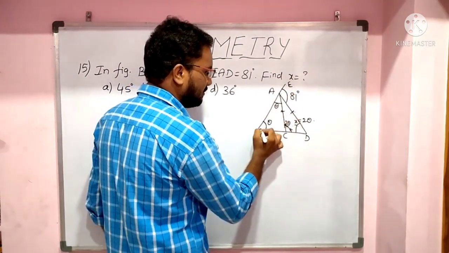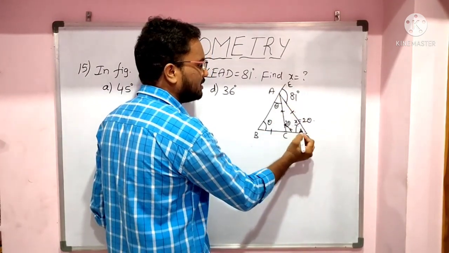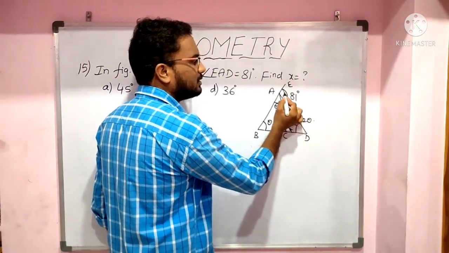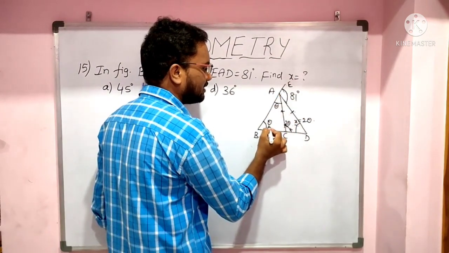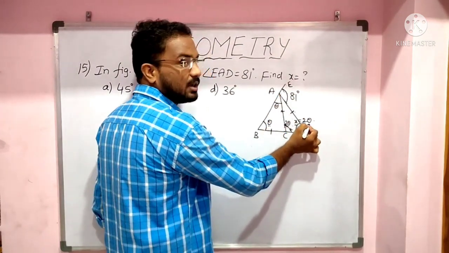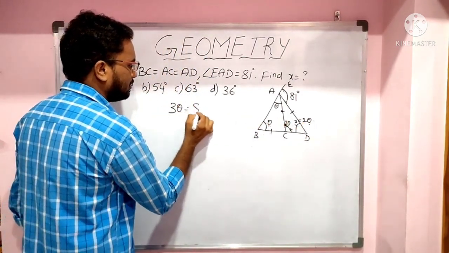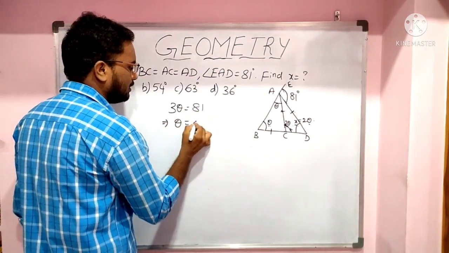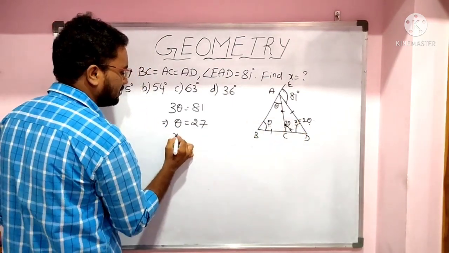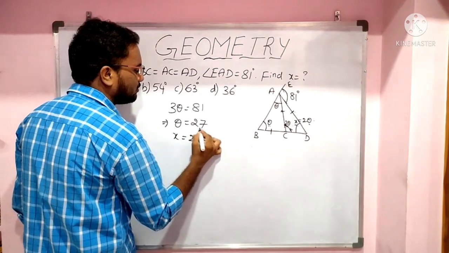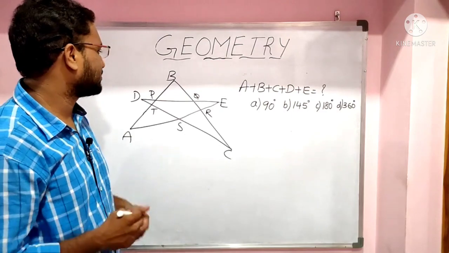Let's take this triangle ABD. In this triangle, this is the exterior angle. So, exterior angle equal to sum of opposite interior angles. Interior angles means theta plus 2 theta. So, total 3 theta. 3 theta value is 81. So, theta value 27. 81 by 3 is 27. So, we need to find X. X value is 2 theta. So, 2 into 27. Answer 54 degrees. Next problem.